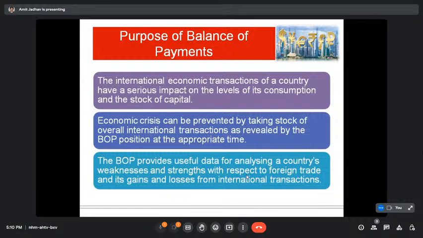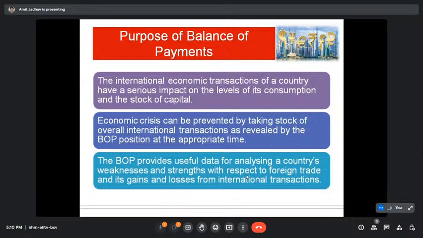Next, economic crises can be prevented by taking stock of the overall international transactions, as reflected by the BOP position, at the appropriate time. We have had some economic crises previously also. Such a crisis can be prevented by taking stock of the international transactions or taking the reserve, and through that they can control such a crisis.